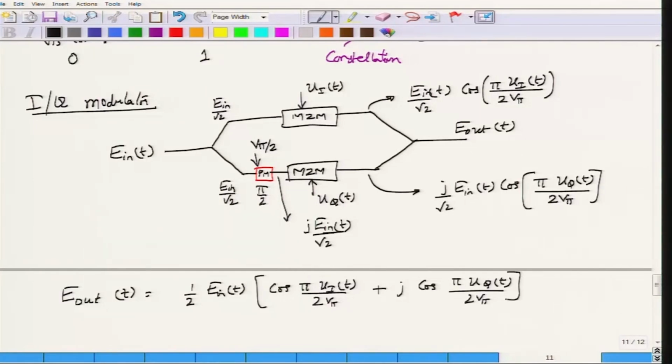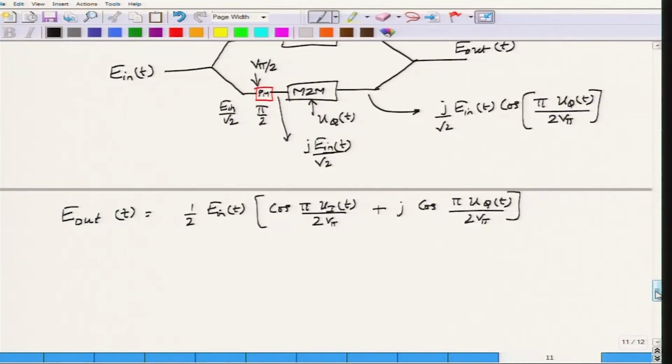If I can somehow remove this cosine by going back to the same kind of biasing that we did for the amplitude modulation, I can remove this cos and forget about the minus signs that I am going to get, and take this pi by 2 V_pi as some constant, put everything into a constant. What I get is some constant times E_in of t, which would be my carrier, times u_I of t plus j u_Q of t. So, this would be the IQ modulator electric field.